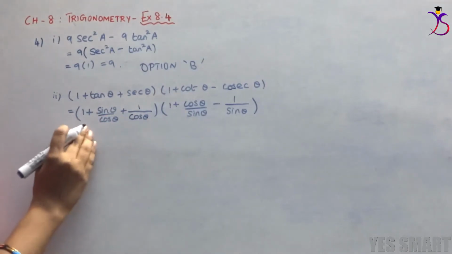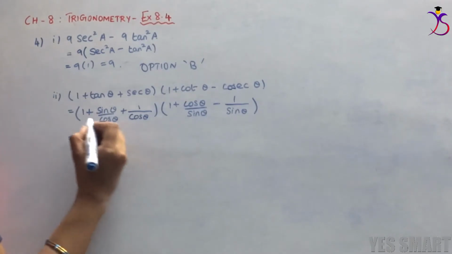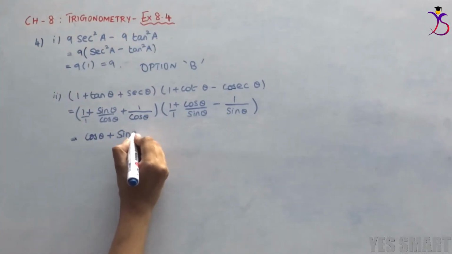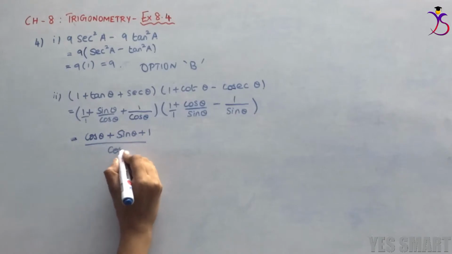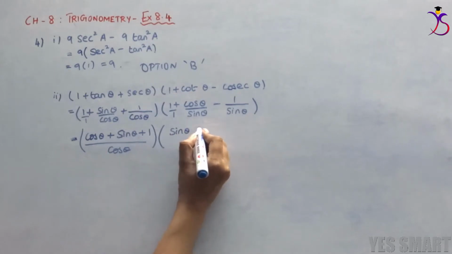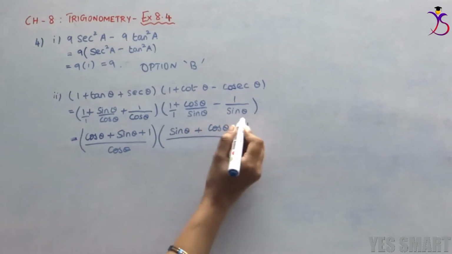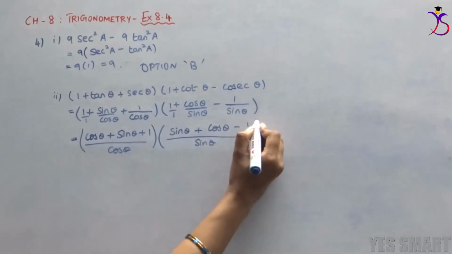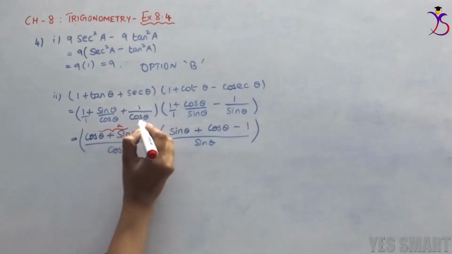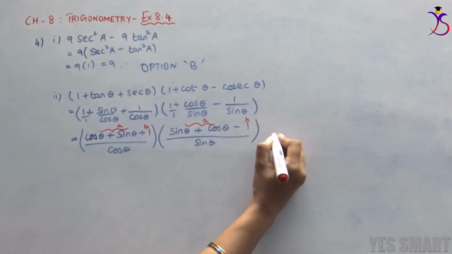So the LCM is cos theta. Therefore the first fraction should be multiplied by cos theta, because if there is no denominator, 1 is the denominator. So 1 here, plus sin theta plus 1, because we already have the cos theta in the denominator, divided by cos theta into, in the second fraction, the LCM is sin theta. So the first fraction should be multiplied by sin theta plus cos theta minus 1, divided by the LCM, which is sin theta. So I'm just writing sin theta here. Now I'm going to take these two terms as A and this one as B. Similarly, these two terms as A, this is B.